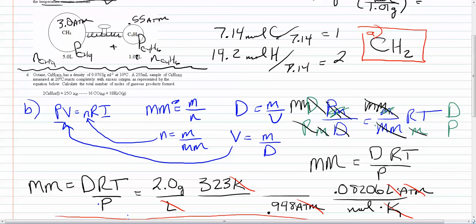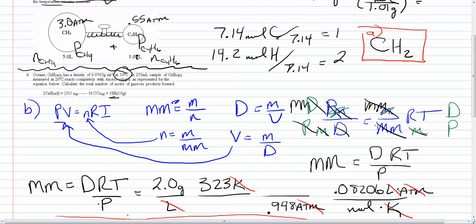Octane, so this is another completely independent problem. Octane has a density of that at 10 degrees C. I'm going to put an emphasis on that because this is actually going to throw a trick, extra step in this problem. And then it says a 255 milliliter sample of C8H18 measured at 20 degrees C reacts completely with excess oxygen as represented by the equation below. How many moles of gaseous product are formed?